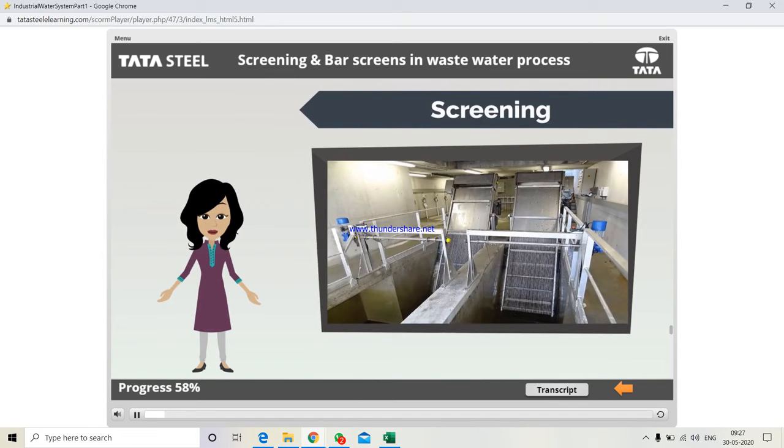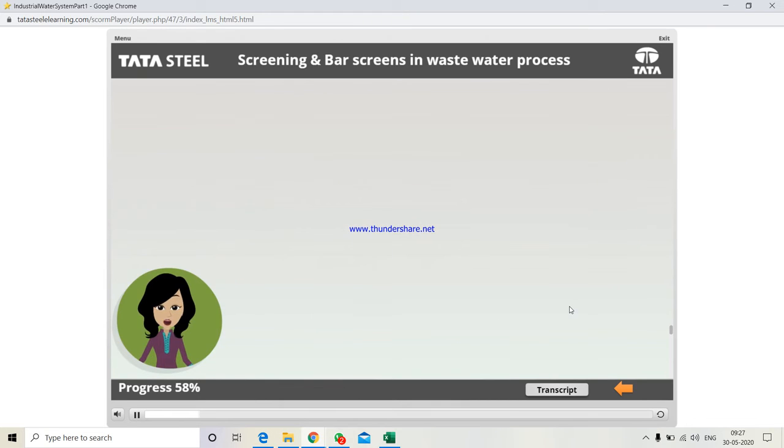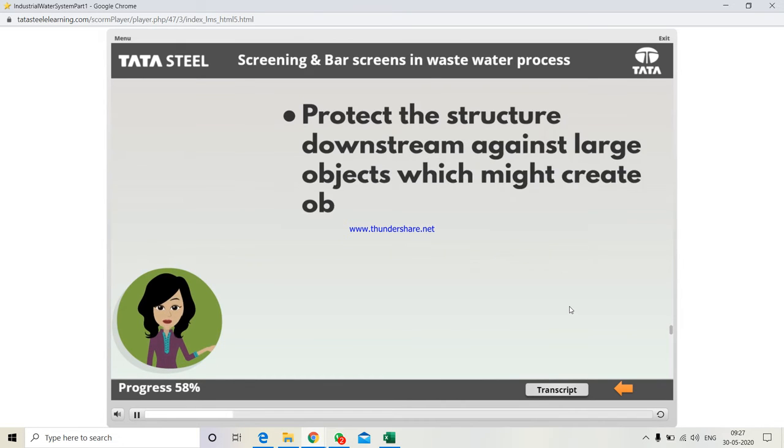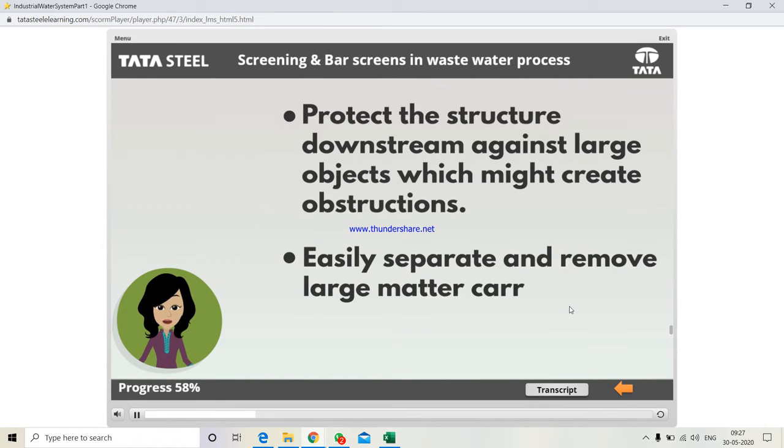Let's start with screening, which is the first process in water treatment. Its main purpose is to protect the structure downstream against large objects which might create obstructions, and to easily separate and remove large matter carried along by the raw water which might negatively affect the efficiency of later treatment procedures or make their implementation more difficult.